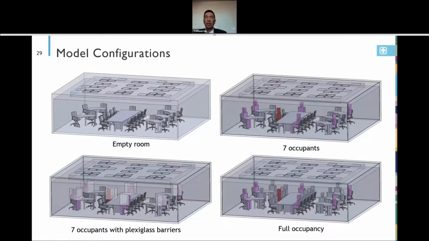So these are some model configurations we used for an actual conference room at Sandia. The upper left shows the empty room. Upper right shows social distancing with only 7 occupants. The lower left includes plexiglass barriers in front of the various occupants. That was something that many people considered and actually implemented. And then full occupancy, even though in all cases there's only 1 infected individual, shown in red.